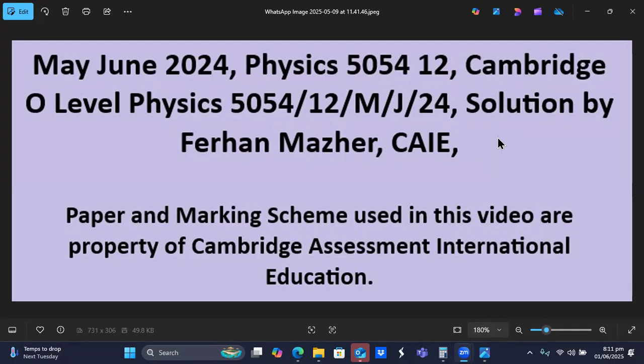Physics 5054. Today we have selected paper 1 of this subject. For this purpose, we have taken the May-June 2024 1-2 paper. This paper 1 belongs to Zone 2. In this paper, I'm going to present you the solution of this paper.